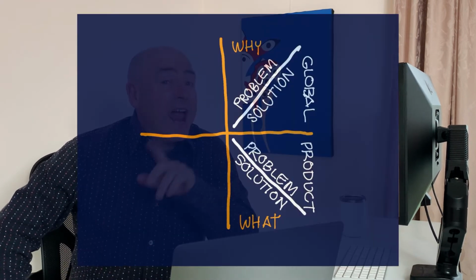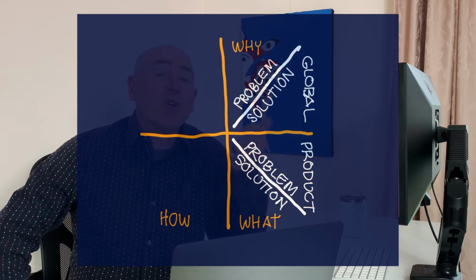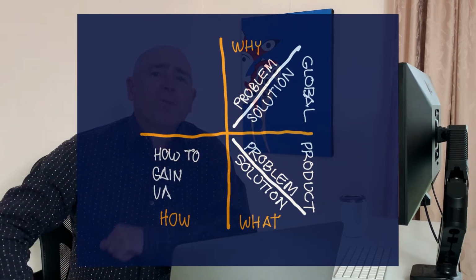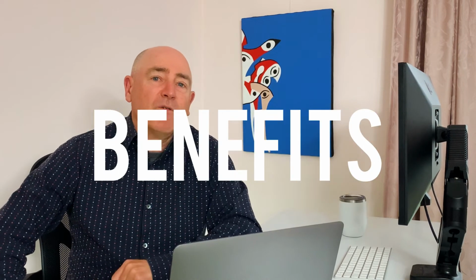Hopefully at this point, your potential buyer is interested in what you have to offer. And if they are interested, they'll then want to know, how does this work? And this is what the how quadrant is all about. It's where you go into more details about what your product is and how it works. This includes the specific features and benefits of your products.